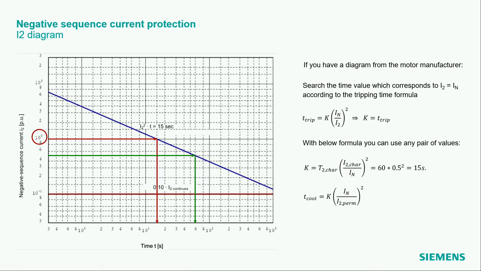With a cooling time here, we also have a recommendation for this setting. It's this value here, I2 permanently, set it in here, then with the K we derive from here, we get the cooling time. So it's also a setting. It's to slow down the cooling process a little bit, so if the negative sequence current goes away, we do not reset this thermal image immediately, but we let it cool down here.